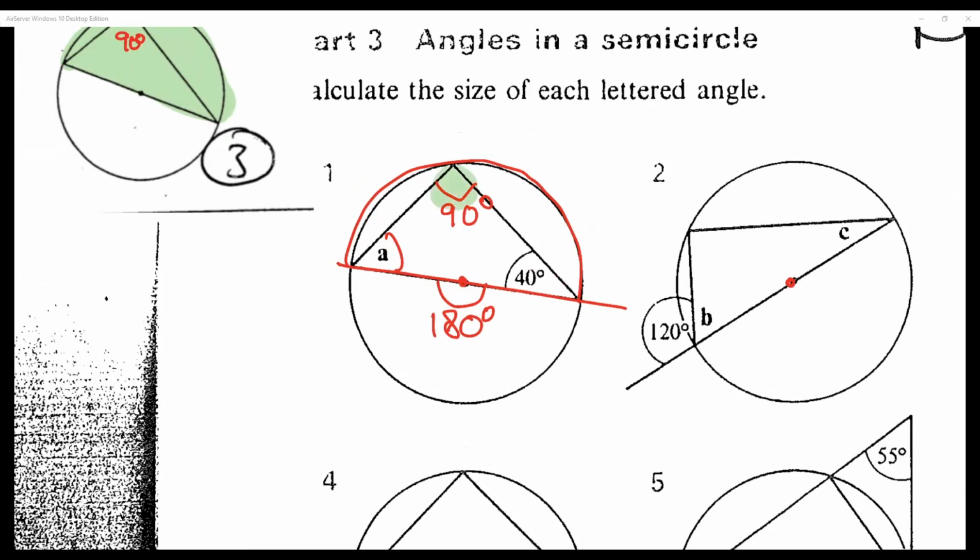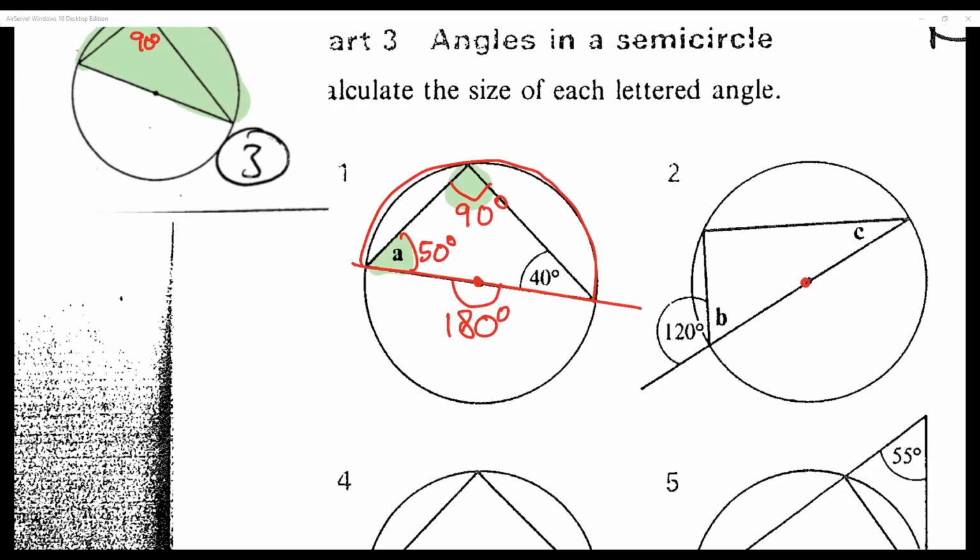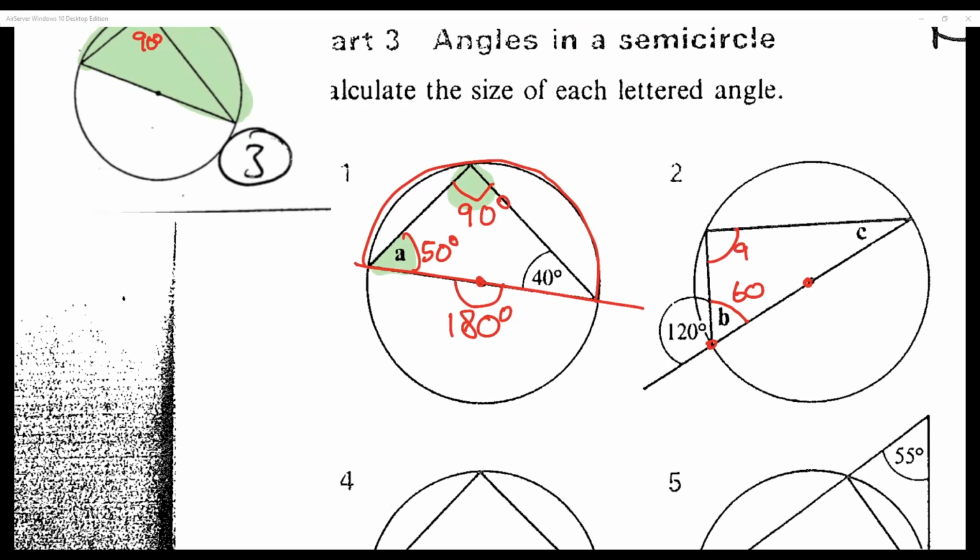There you go, 90. If that's 90, what will AB be, Eliza? 50. Because angles in a triangle add to 180. Okay, so Eliza, what's B? 60. And what's this angle here? 90. And what's C? 30.